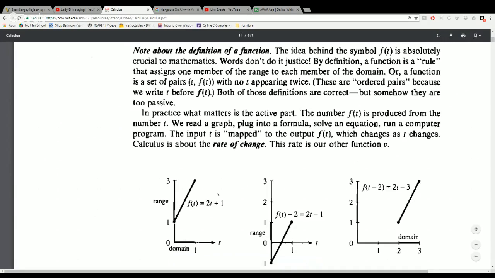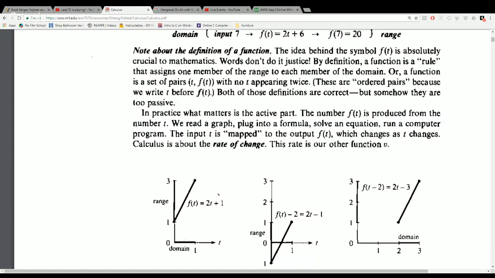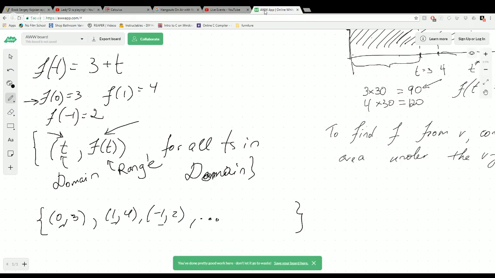Now, in practice, what matters is the active part. The number f of t is produced from the number t. We read a graph, plug into a formula, solve an equation, run a computer program. The input t is mapped to the output f of t, which changes as t changes, right? So as you change your input, your f of t will also change.